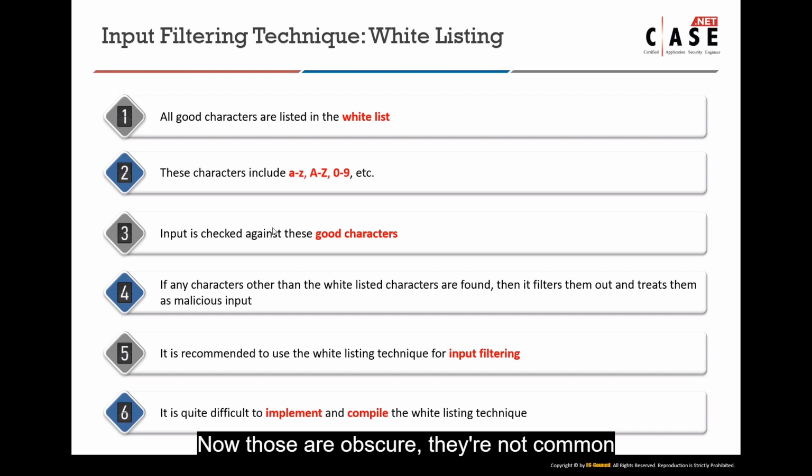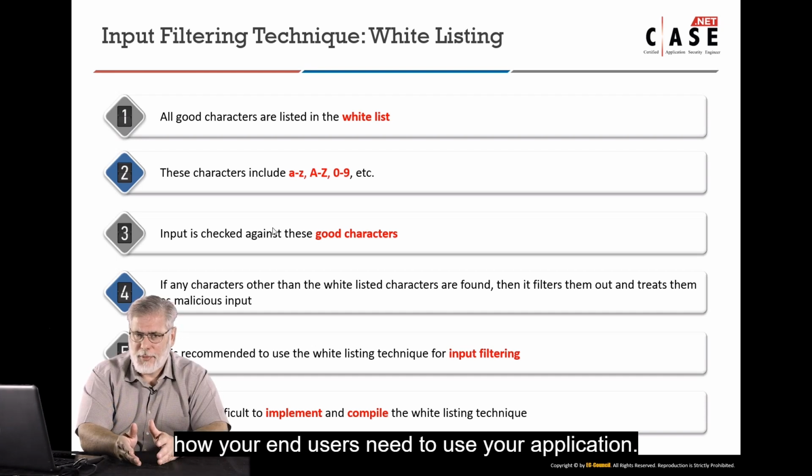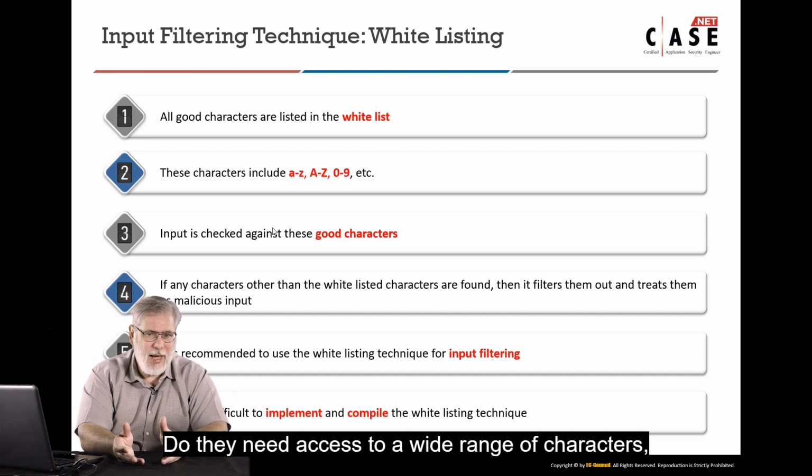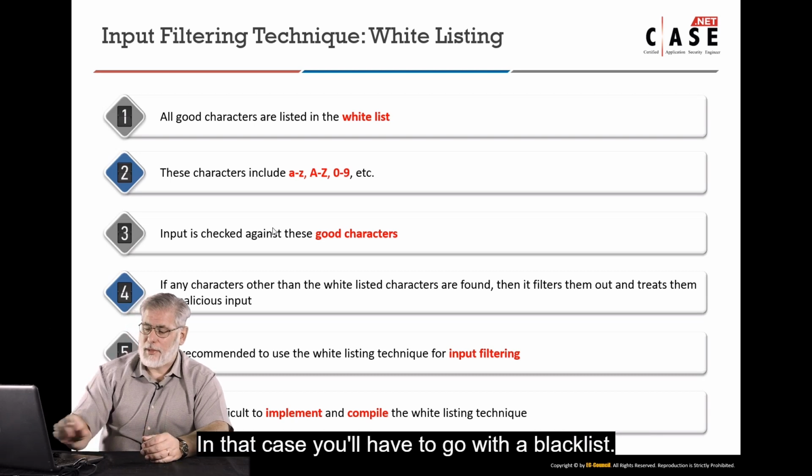Now, those are obscure, they're not common, so in most situations you can probably use a whitelist, but you need to understand it is far more restrictive, and you need to first think through how your end users need to use your application. Do they need access to a wide range of characters, some of which you can't predict? In that case, you'll have to go with a blacklist.